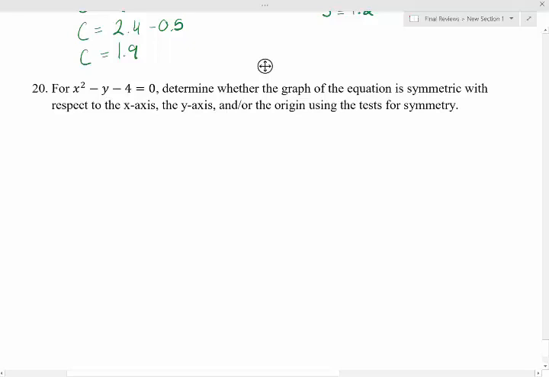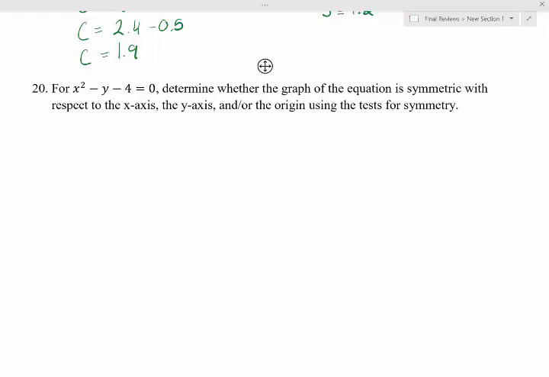Number 20. For x squared minus y minus 4 equal to 0, determine whether the graph of the equation is symmetric with respect to the x-axis, y-axis, and/or the origin using the test for symmetry. So for this question, what we want to do is test each axis and the origin to see if there is symmetry. There might be symmetry with one, all three, or none of them. We have to figure it out.